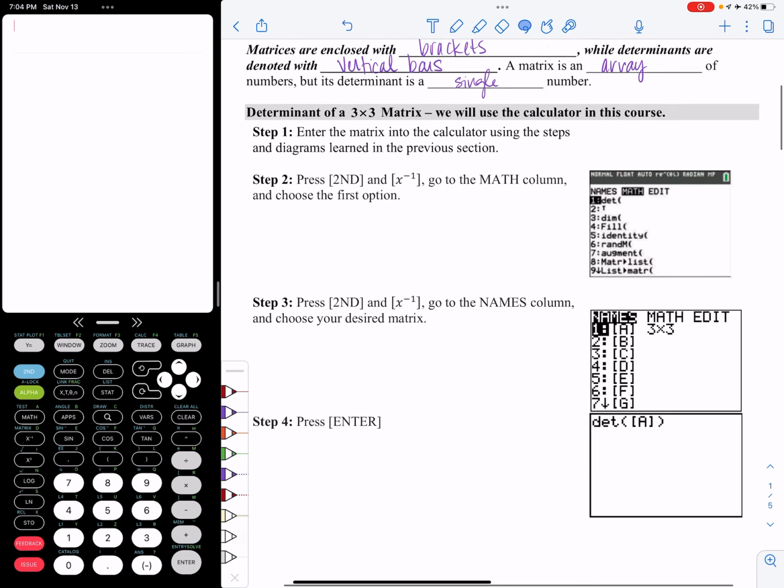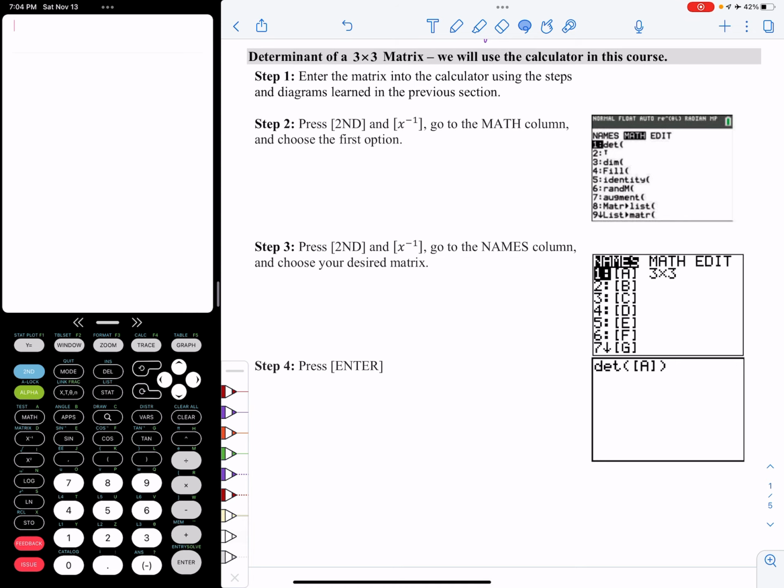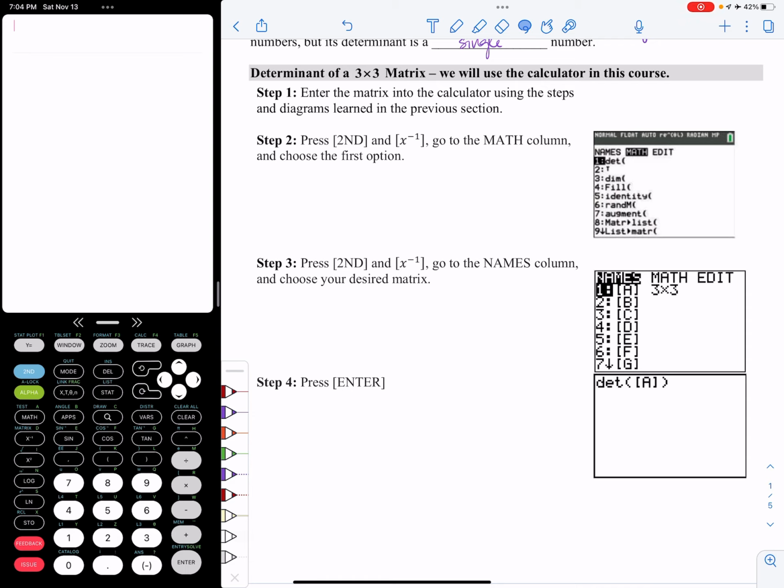For the 3 by 3 matrix, you'll notice that we're going to be using the calculator, and in a moment you should pause the video and get out your calculator and see if you can do a 3 by 3 matrix in just a few moments here. And get the determinant of it in the calculator by following these instructions.